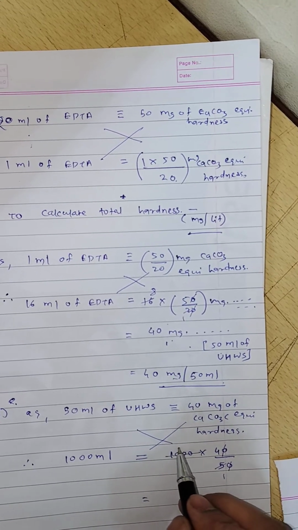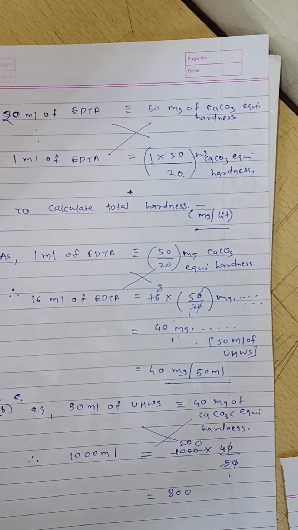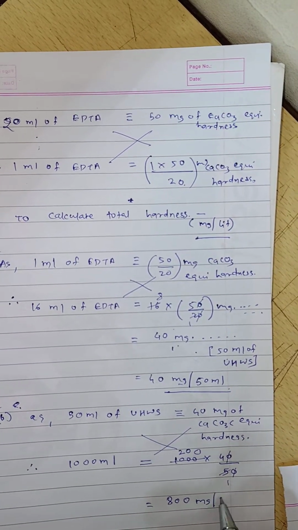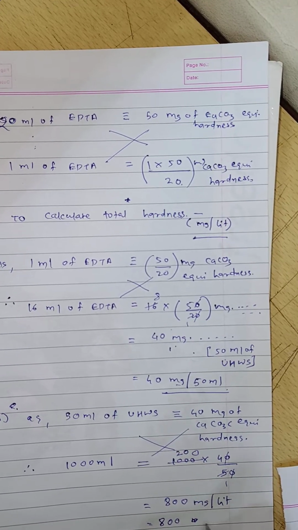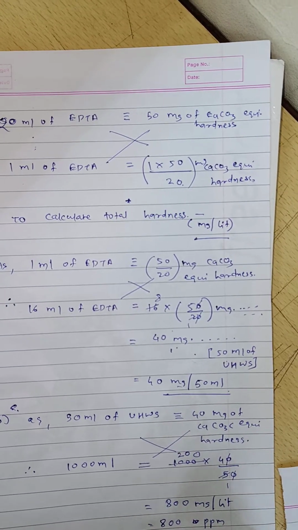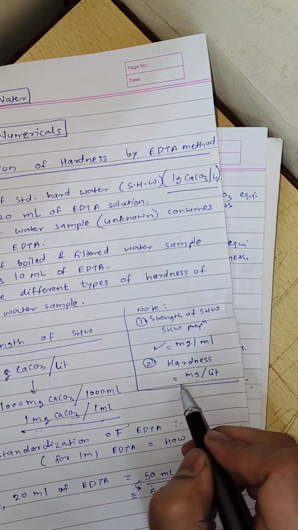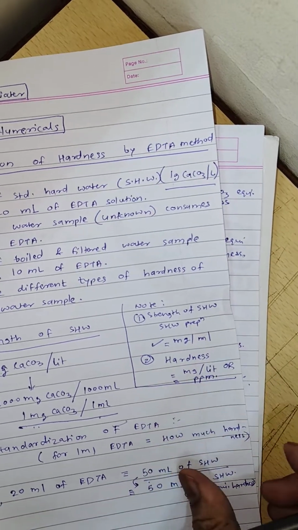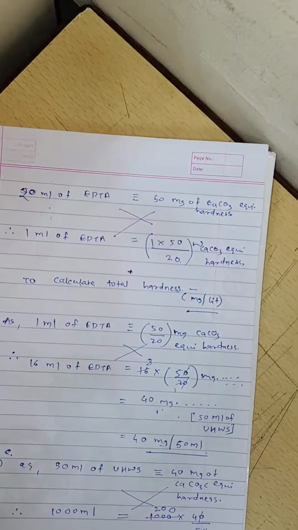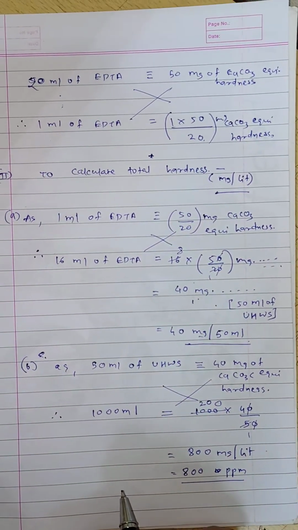So this will be the answer. 5 1s are 5, 5 2s are 10. So 4 2s are 8. So this will be 800 milligram per liter. It is also called 800 milligram per liter, nothing but ppm. So you can write in your note, milligram per liter, or it is also called ppm. Okay, so 800 ppm will be your total hardness.